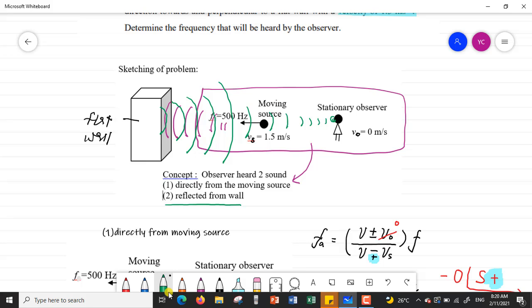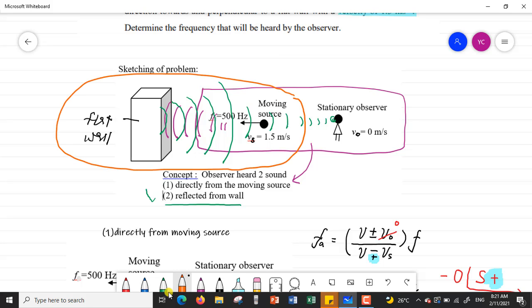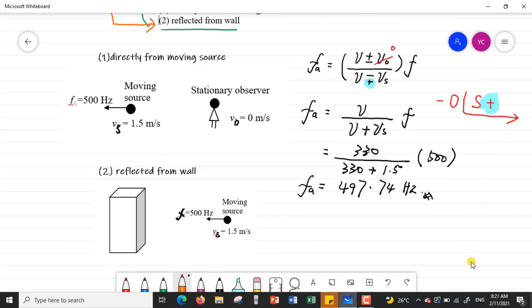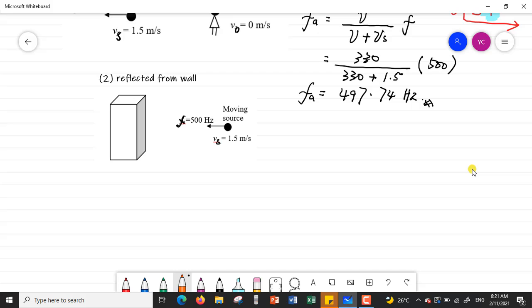So how are we going to determine the frequency heard by the observer after being reflected from the wall? Then we are going to focus on the moving source and the wall. Okay, we will focus on this one to solve the second question. So I put it down, teacher puts it below. Okay, so this is the second frequency that will be heard by the stationary observer after the sound is reflected from the wall. So we focus on this one. So we are going to have this situation.